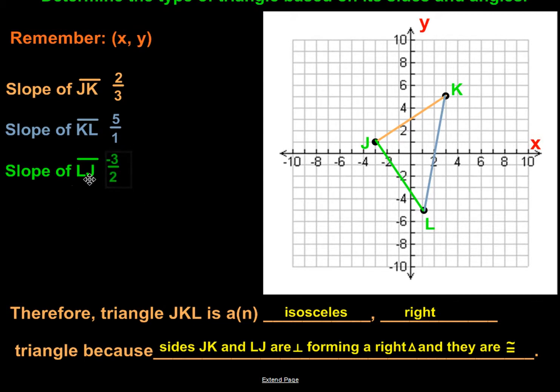And then for LJ, I move up 1, 2, 3, 4, 5, 6, and over 1, 2, 3, 4. And so that's going to give me -3 over 2.